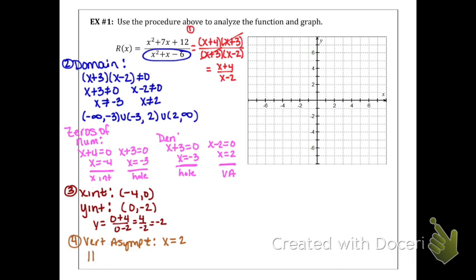And then our holes were the zeros that were not unique to the numerator and the denominator, the ones that were in both. And we said that the x value is negative 3, but we know it's an ordered pair, so we got to go find that y value. Remember, you found the y value by plugging negative 3 into the simplified equation. So that's the x plus 4 over x minus 2. So negative 3 plus 4 over negative 3 minus 2 gives me 1 over negative 5, so negative 1/5.